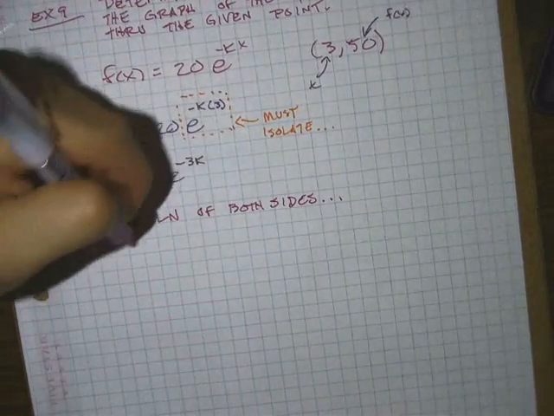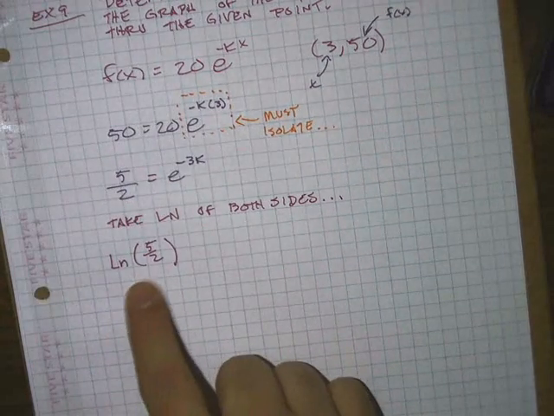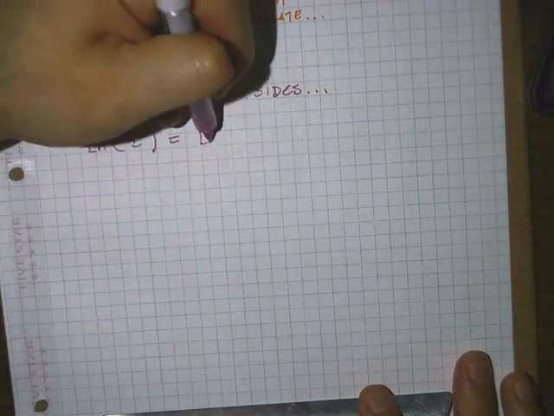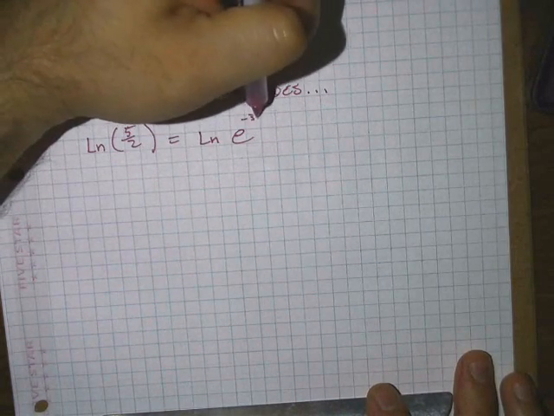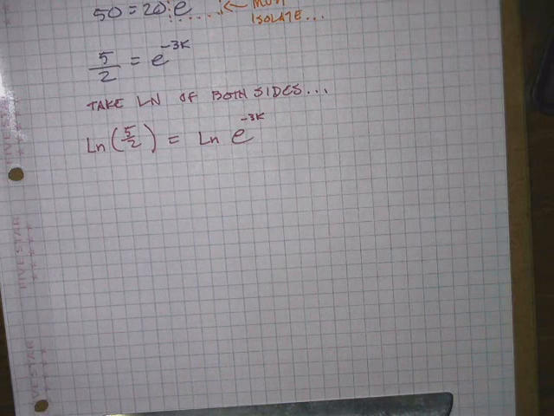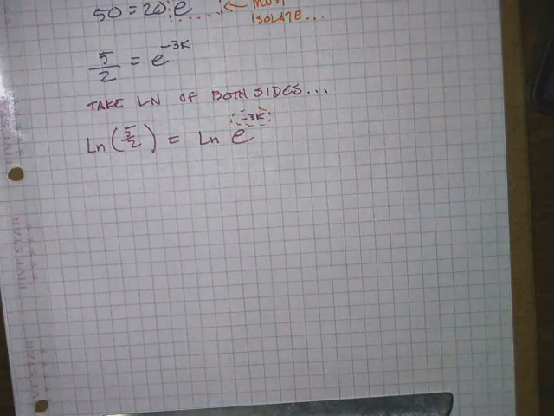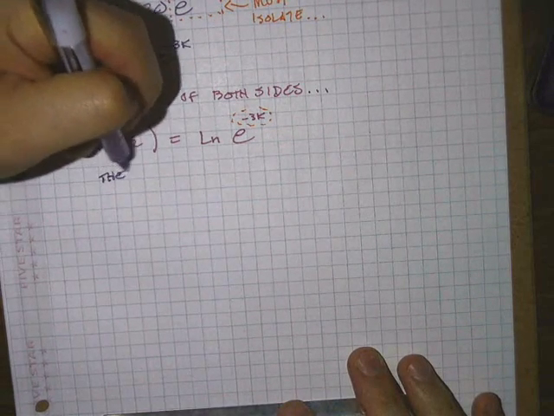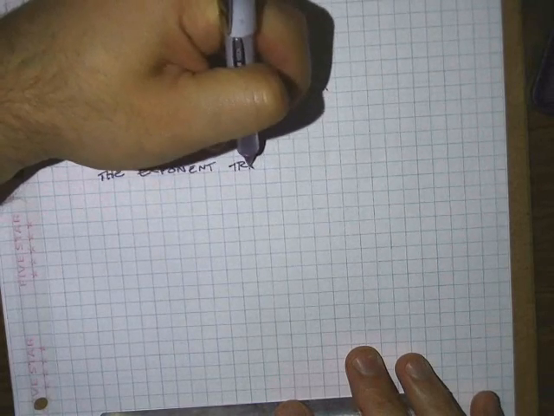So I'm going to go ln of 5 over 2. That's just a number, right? The natural log of 5 over 2 gives us a number. Is equal to ln, it's not a secret number, ln of e to the negative 3k power. Now, what happens to our exponent? Because we've taken a natural log, that exponent is going to jump out. So the exponent travels out.